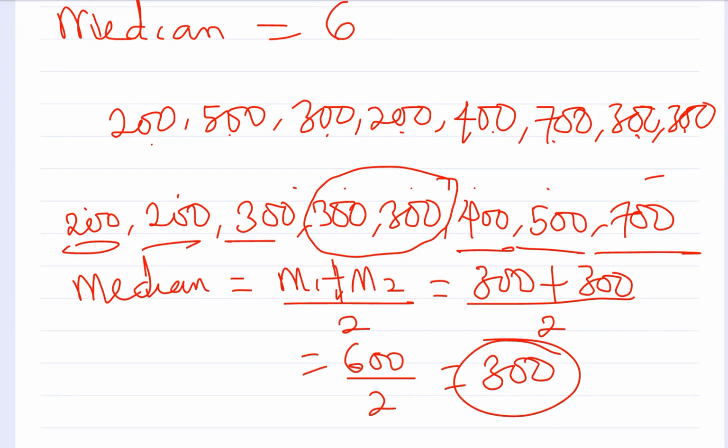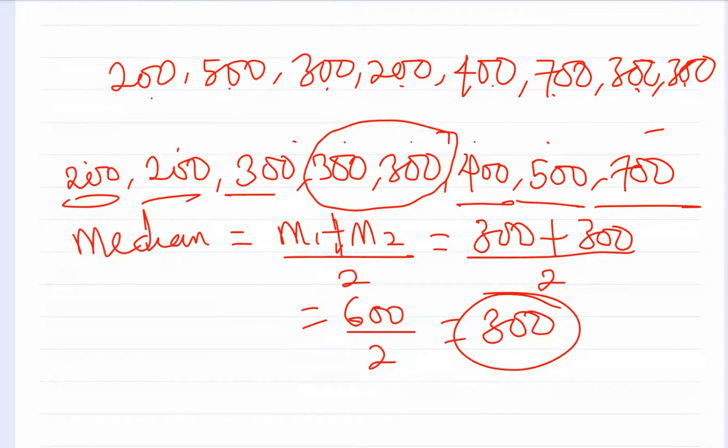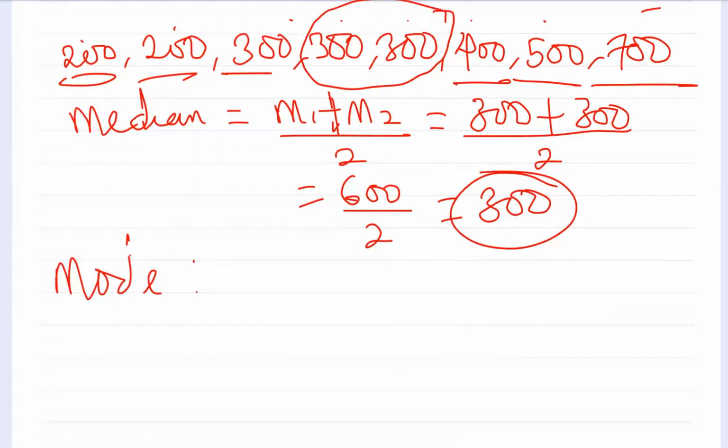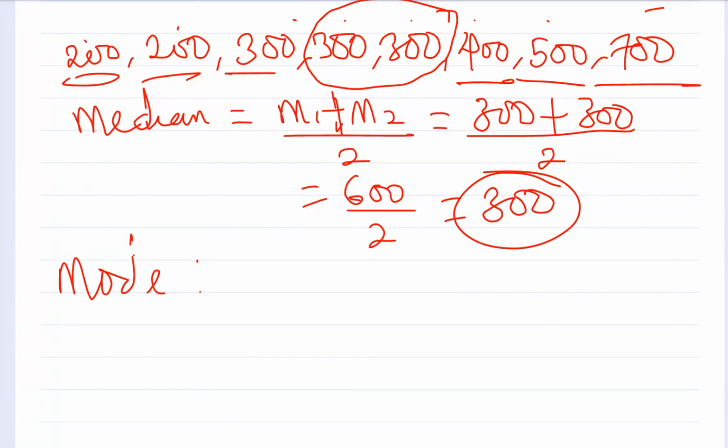Now let's go to mode. Since we've been able to do the median and the mean, now what is mode? To do mode, you have to first understand the definition. Mode is the value that appears the most.